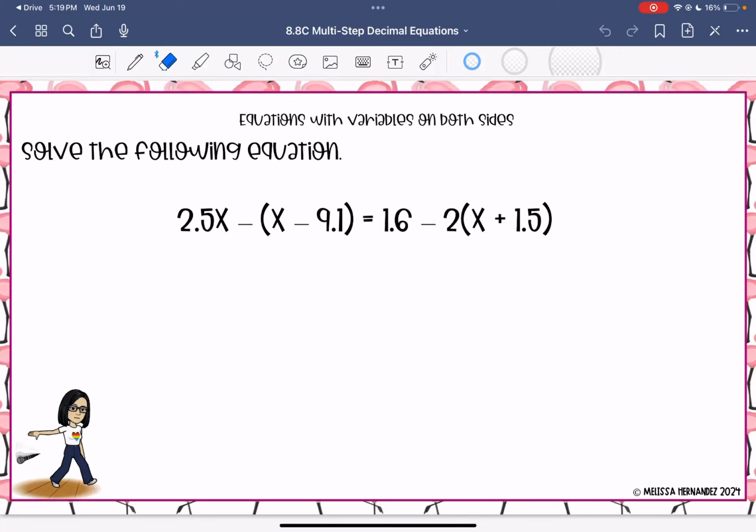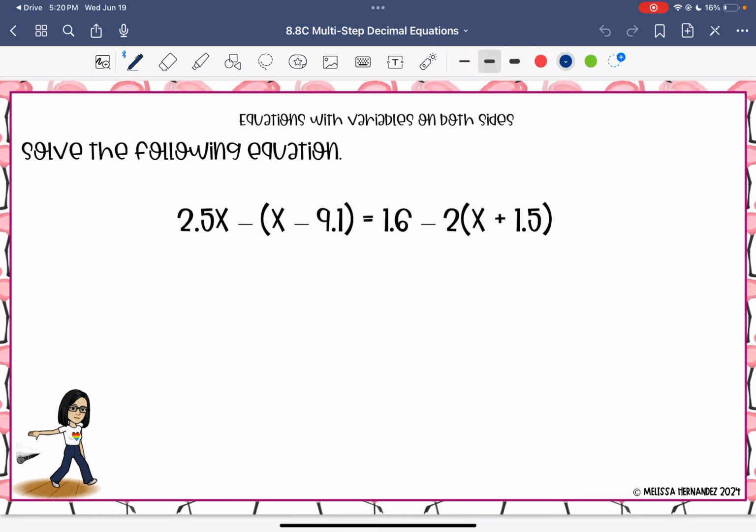Welcome back, Math Gurus. We're going to practice solving a multi-step equation, variable both sides. We'll have to use a distributive property and combine like terms. All right, let's go ahead and jump in, get started.